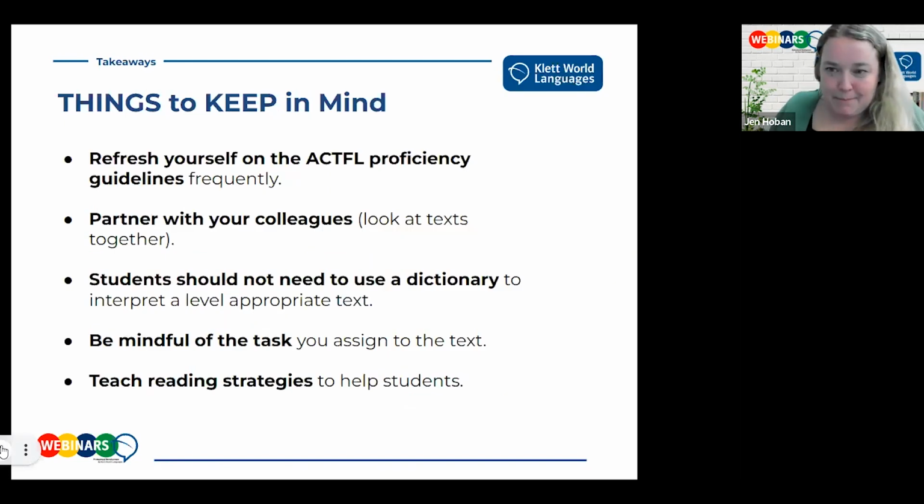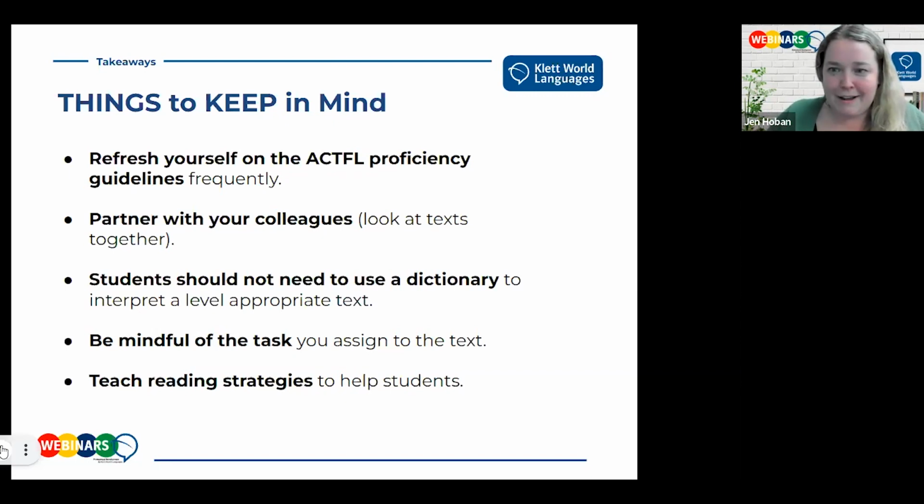So, things to keep in mind when you're selecting authentic resources. The first thing: refresh yourself on the ACTFL proficiency guidelines all the time, and know yourself. Like, I know that I tend to run lower. That's just my style. I've taught middle school for years and years, and I taught upper elementary, and I tend to think things are too hard. So I know that about myself. And other people tend to give students things that are way above their proficiency level. So know yourself and what your tendencies are, and then go back to those proficiency guidelines and make sure you're giving your students the right thing.